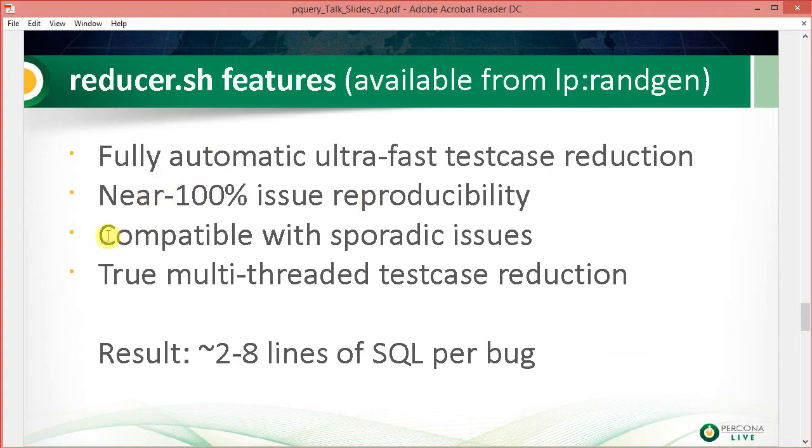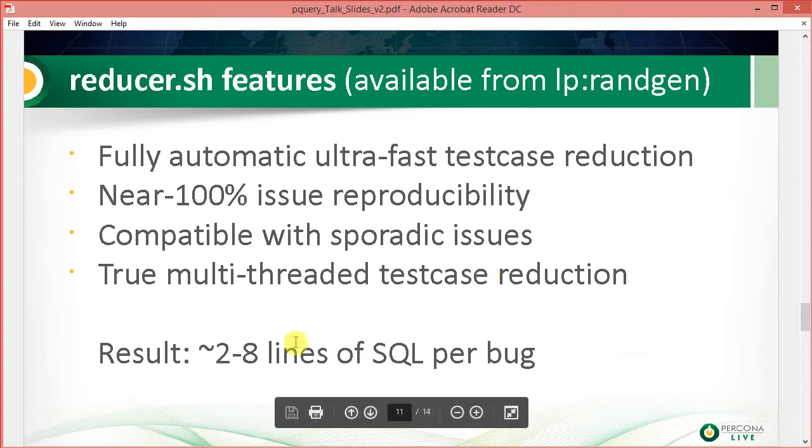We have near 100% issue reproducibility, as I said. It's compatible with sporadic issues, and recently, and this is as far as I know a world first, we have true multi-threaded test case reduction. So if you're going to hit an issue with a pquery run, or even with some other tool, and it's multi-threaded, then Reducer is going to be able to reduce that for you. It's not very fast because it's working on a random sort of setup, but it's reasonable, it's doable. It's true multi-threaded test case reduction, which is a world first as far as I know.